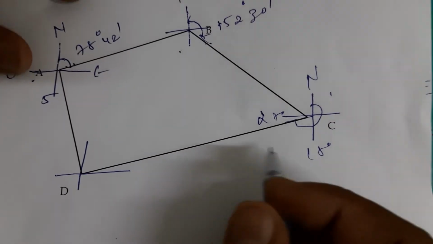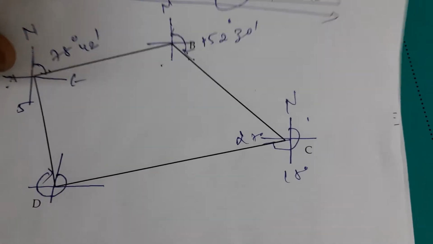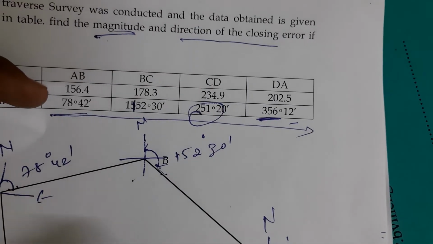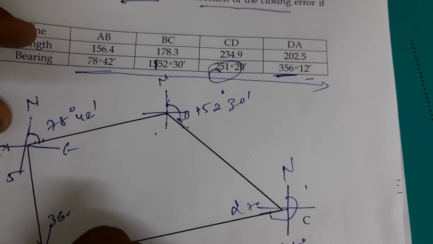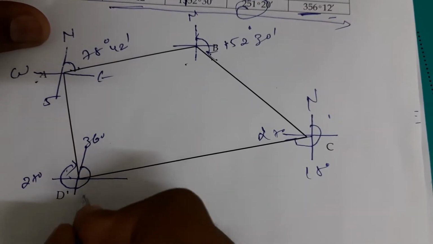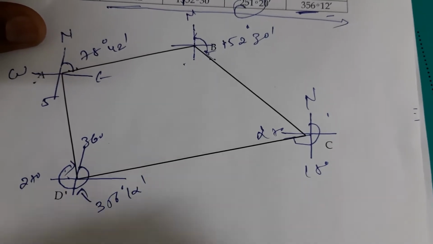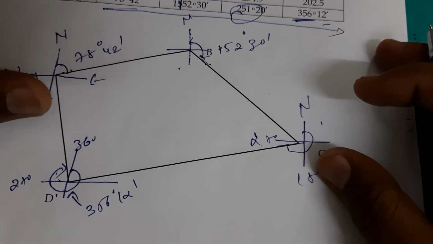Here, with respect to the north direction, the reading given to you is 356 degree 12 minutes. It lies between 270 and 360, so you just need to mark it, and it indicates 356 degree 12 minutes. This is your rough sketch.